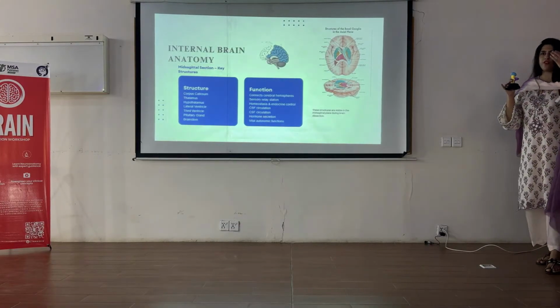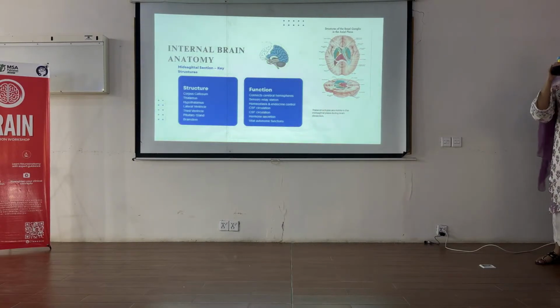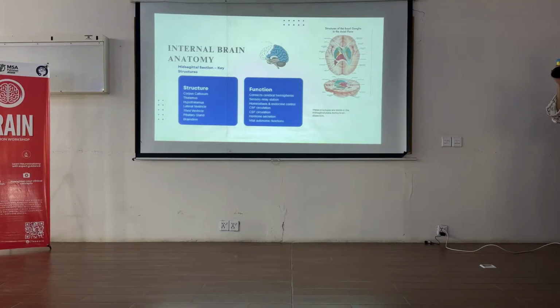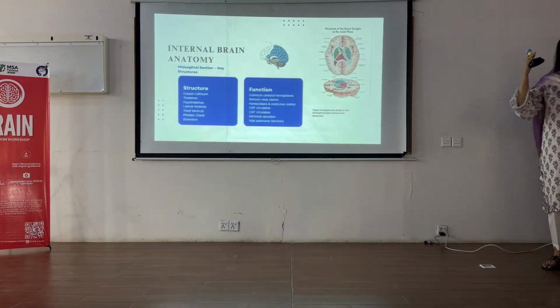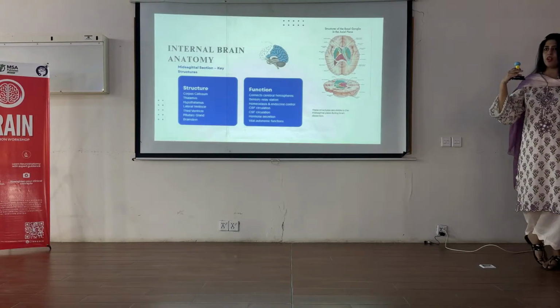So let's review it a little bit. Superficially, we have the brain cortex. We have two cerebral hemispheres which are connected in between through the corpus callosum. And then we have four lobes in the cerebral hemispheres, which are frontal, parietal, temporal, and occipital.